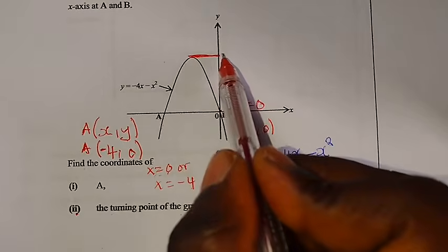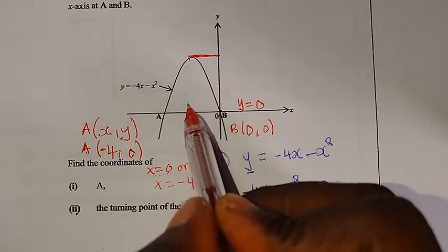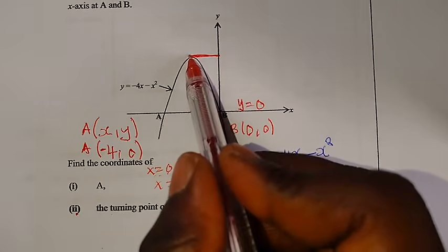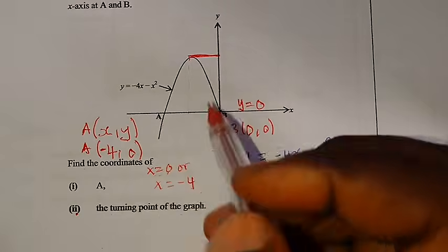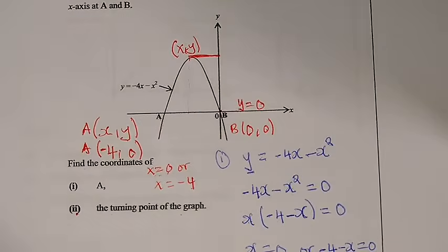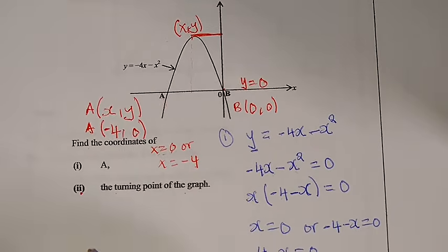So meaning we are going to need the y coordinate and the x coordinate right here. So these coordinates are what we call the turning point. Okay, so these coordinates will also be in the form x comma y. So how do we find the coordinates of the turning point? To find the coordinates of the turning point, we can use a formula.